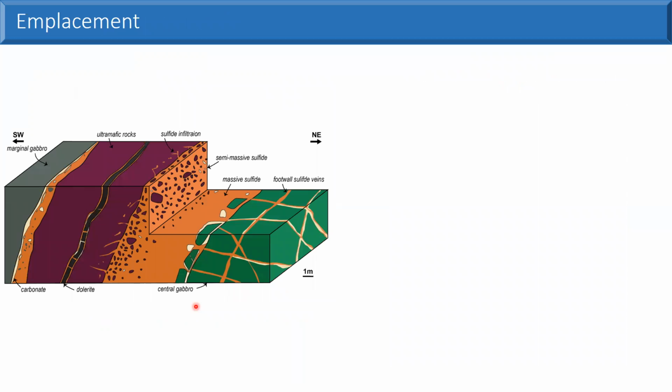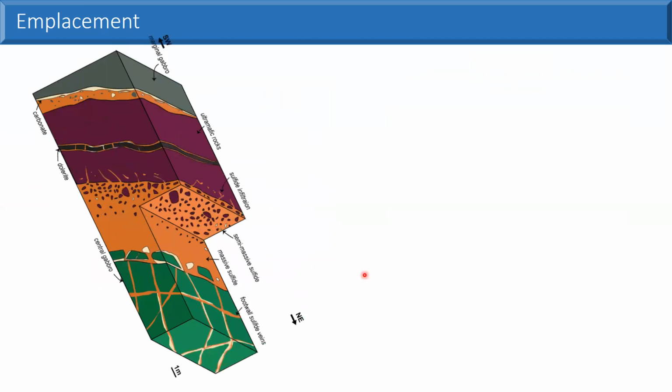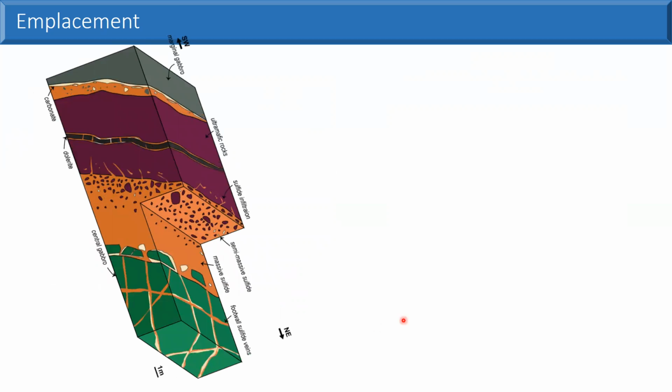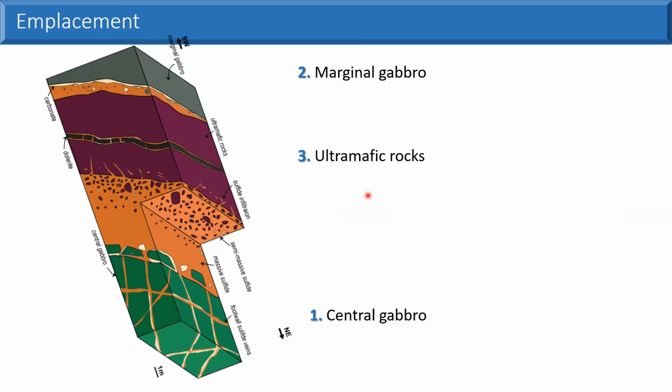So, fitting this in with what we already know about the Munali complex, if we rotate the complex in this schematic image to the pre-deformation morphology during emplacement, we've first got the emplacement of the central gabbro, followed by the marginal gabbro and ultramafic rocks. And it's during this stage, after partial crystallization of these units, that we've got the sulfide infiltration and microbrecciation.